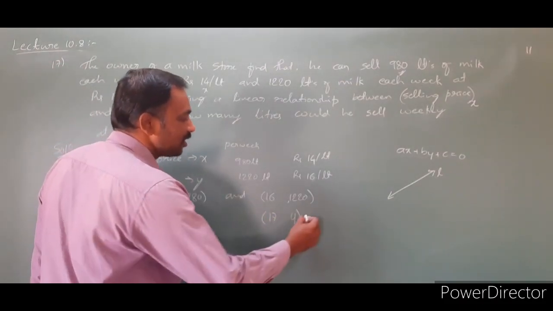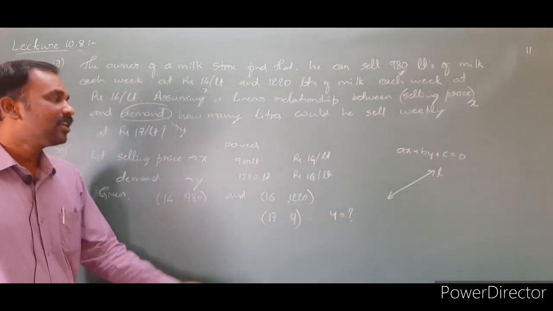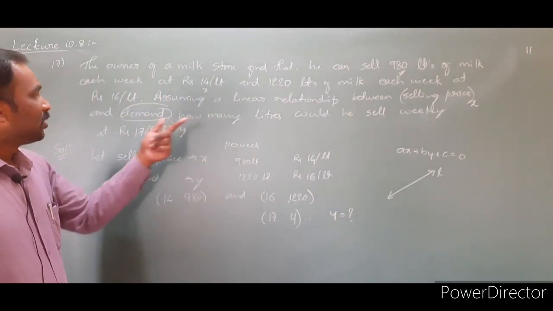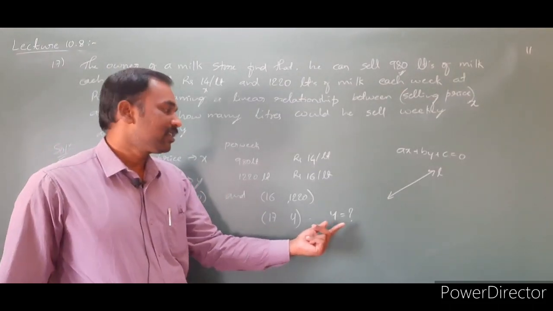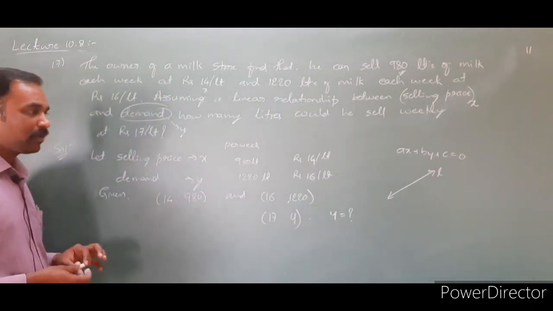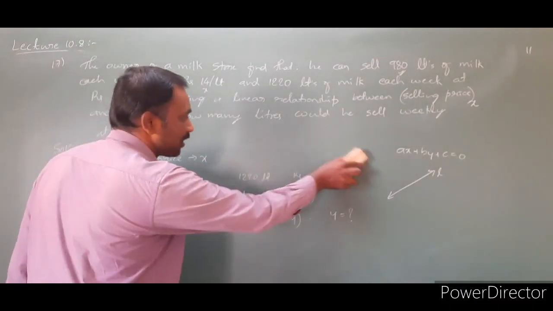Here I just consider a y. Here we are required to find the y value: how many liters he can sell at Rs 17 per liter. I think you got my point. If you need a rough diagram, I can draw the rough diagram.